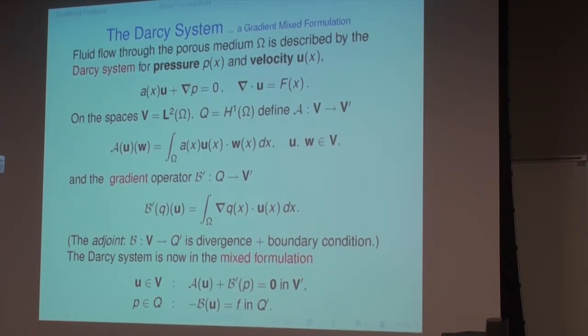That's the conservation equation. The divergence of the velocity is given as the source terms. So there's my conservation law, there's my constitutive law. And I've named these to look like the variables I had in the equation down here. The operator A just means multiplication by the coefficient A of x. Very nice operator on L2.